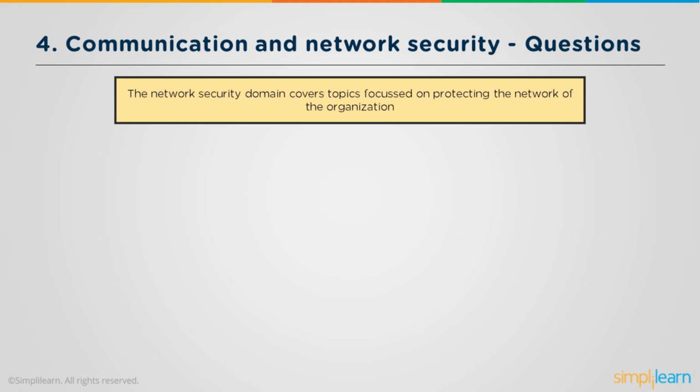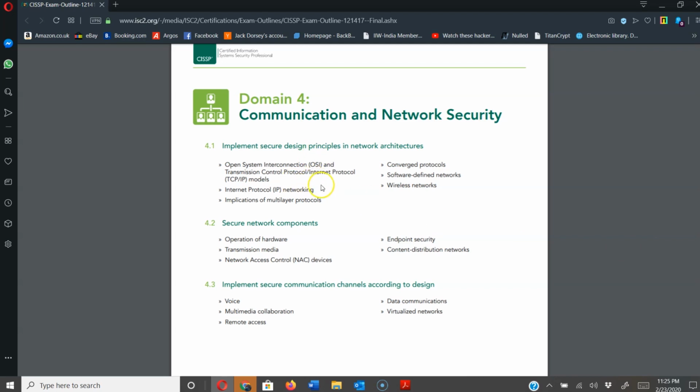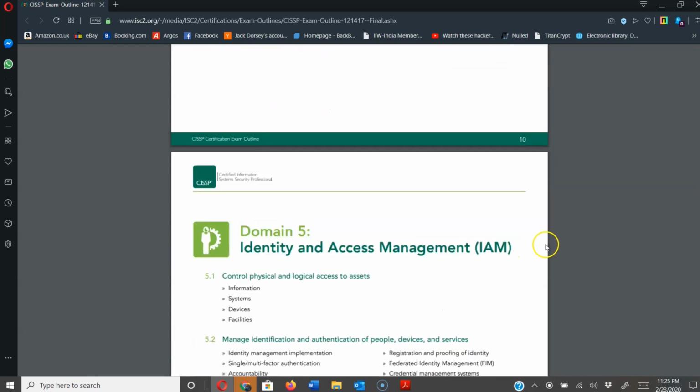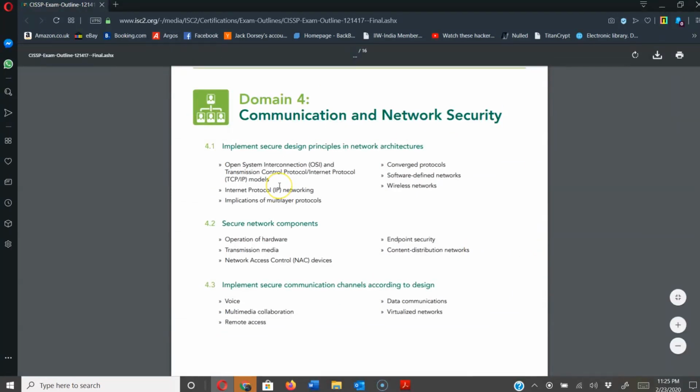Looking at domain 4, we are talking about the OSI layer, open systems interconnection, compared to the TCP IP or the transmission control protocol over internet protocol models. We're talking about internet protocol itself. We are talking about converged protocol, software defined networks, wireless networks. Then we are talking about securing network components. So we talk about firewalls, types of firewalls, endpoint security, network access control devices, and we look at them over virtualized networks, VoIP, multimedia, talking about remote access, data communications. Right, so all of this is concerned within domain 4.